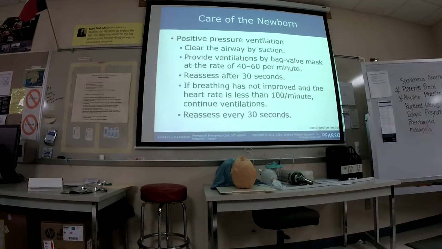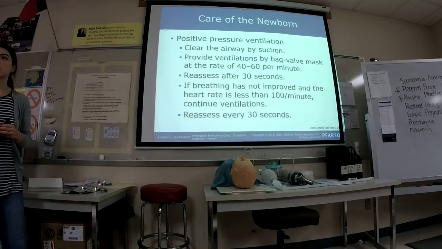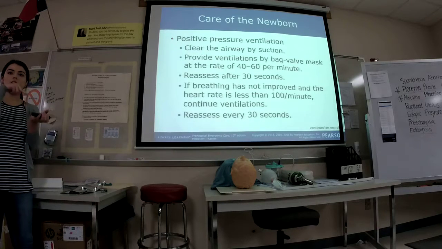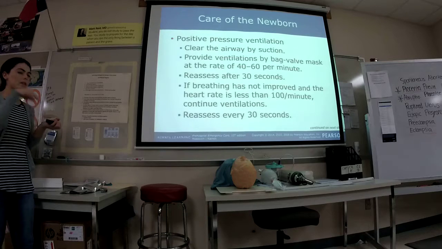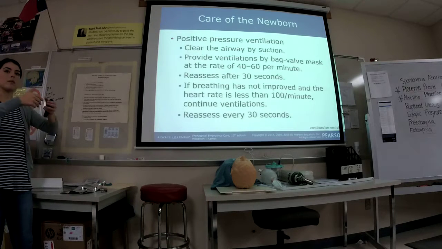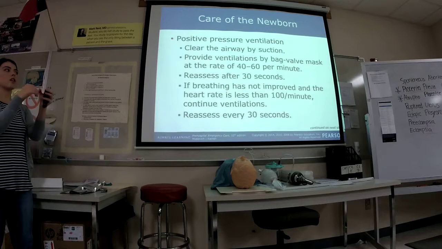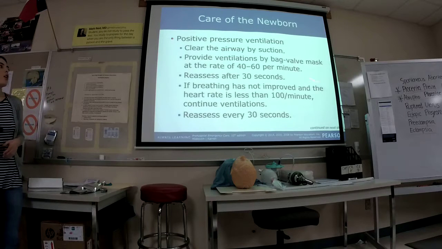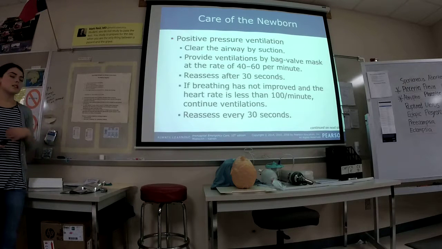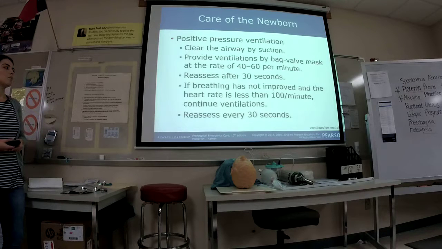And then whenever we do have to provide CPR, you guys remember how to do that, right? What's the rate of compressions to breaths? 15 to 2 using your fingers. And then either the fingers or putting both of our hands around the baby's chest and using our thumbs, right? 15 to 2. Or 40 to 60 breaths per minute. And we really want to reassess every 30 seconds.